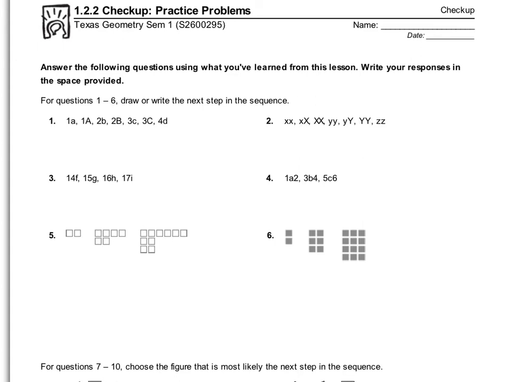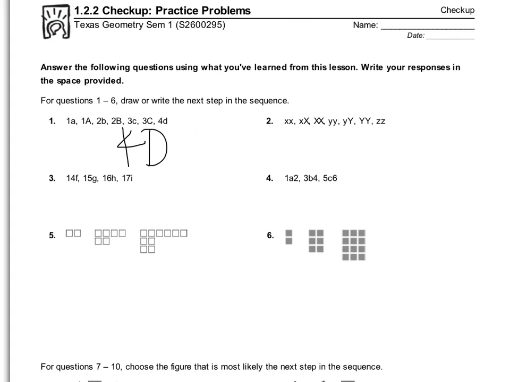So looking at some of the practice problems. For questions 1 through 6, draw or write the next step in the sequence. Again, we're going to do the odds together. So if we're looking at question 1, it says 1A, 1A, 2B, 2B, 3C, 3C, 4D. And so the next step in the sequence obviously is going to be the letter 4. And if we're following the pattern of numbers, it's lowercase a, capital A, lowercase b, capital B. And so my next letter would then be a capital D.